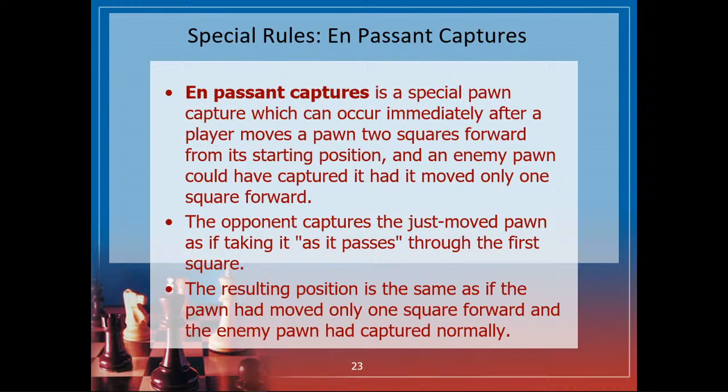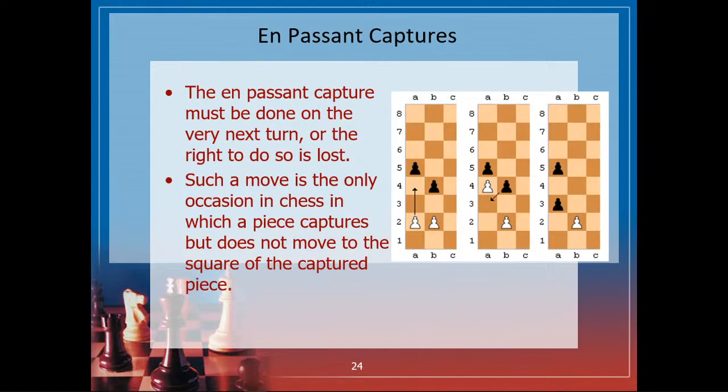The opposite pawn captures the just-moved pawn as if taking it in passing. So repeat after me: en passant, en passant, en passant. It means "in passing," okay? The resulting position is the same as if the pawn had moved only one square forward and the enemy pawn had captured normally.